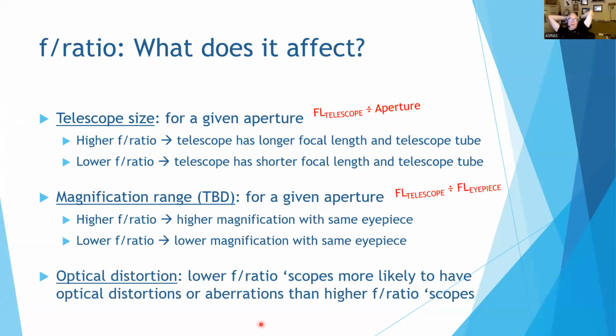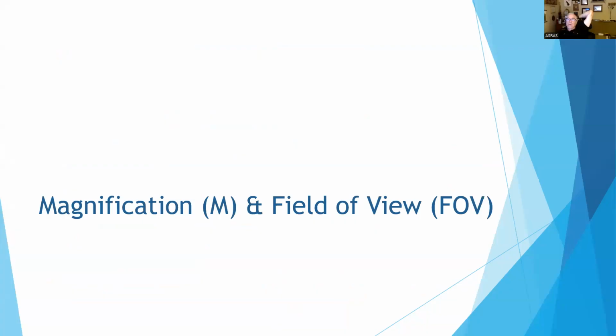Also, as I mentioned, lower f-ratio telescopes, faster telescopes, are more likely to have optical distortions or aberrations than higher f-ratio telescopes. So they need more complicated compound lenses and lens coatings to correct for or avoid those, which is why they tend to be more expensive than the higher f-ratio telescopes. All right, so now we're going to go on to magnification and field of view.